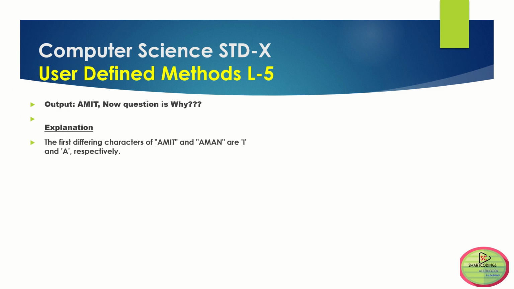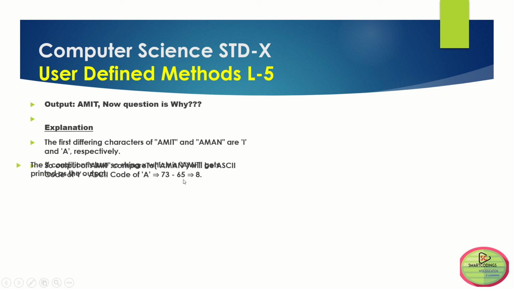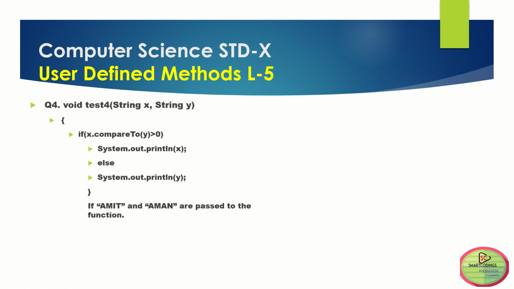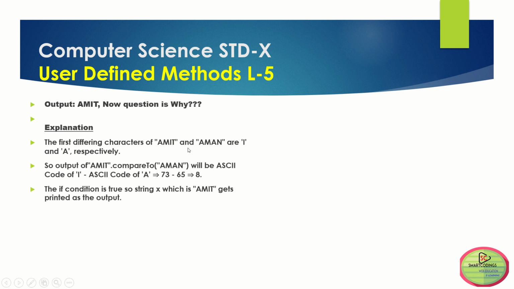The first difference of characters of Amit and Aman are I and A respectively, as I've said just now. So the output of Amit.compareTo(Aman) will be the ASCII code difference: ASCII code of I minus ASCII code of A, because the first string is greater. ASCII code of I is 73, ASCII code of A is 65. 73 minus 65 is 8, right. So the if condition is true. This condition is true, so x will be printed. As I have written in the explanation, the if condition is true, so string x, which is Amit, gets printed as the output.